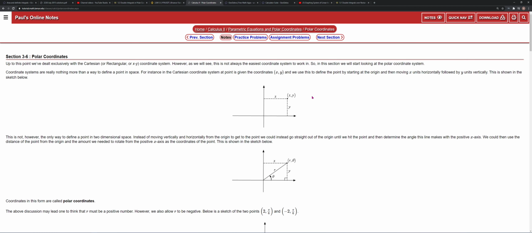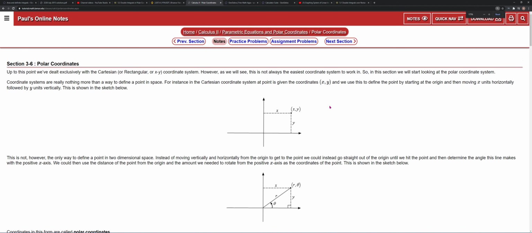A point in two-dimensional space in the plane could be specified by xy coordinates. So if you want to locate the point with given xy coordinates, you move along the x-axis by x over here, and then you go up by y. And this would locate your point xy.